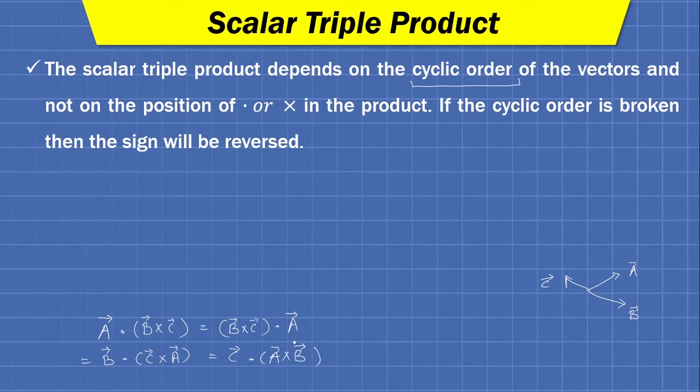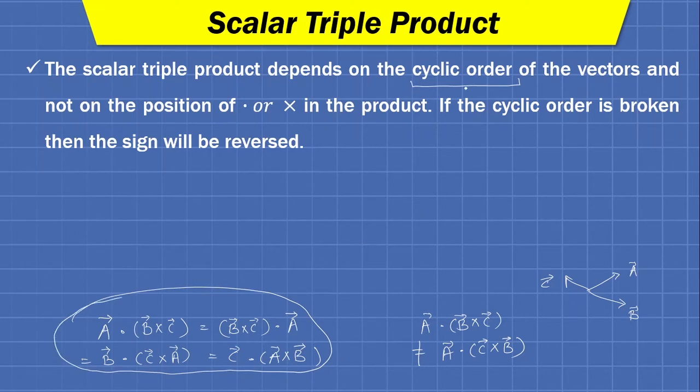But what is not allowed in this equation is that a bar dot b bar cross c bar will not be equal to a bar dot c bar cross b bar, because the cross product does not obey the law of commutation. Fine. So these two quantities will be different, but these four quantities will be the same. So as long as you are following the cyclic order of the vectors, there will not be any change in the value of the scalar triple product.